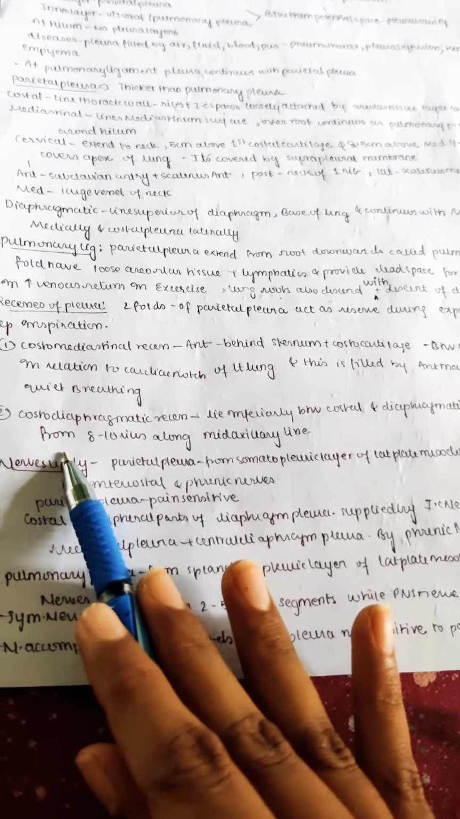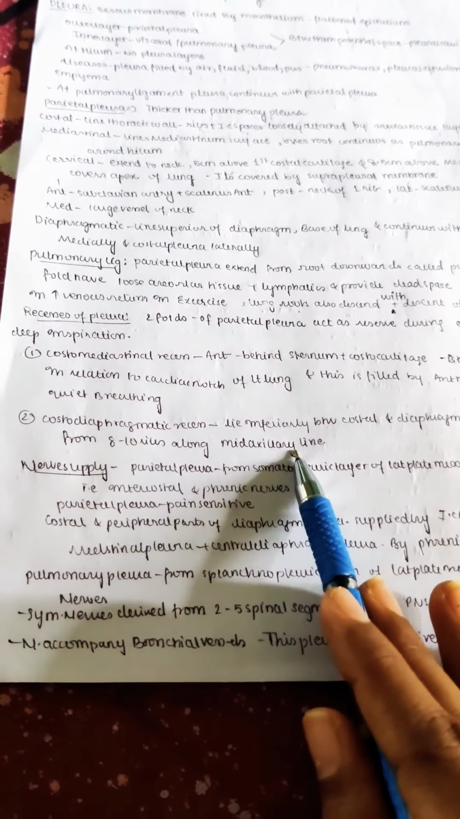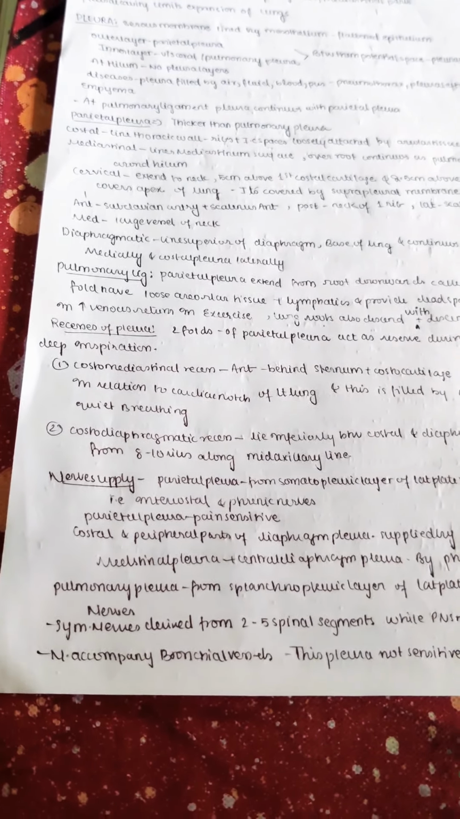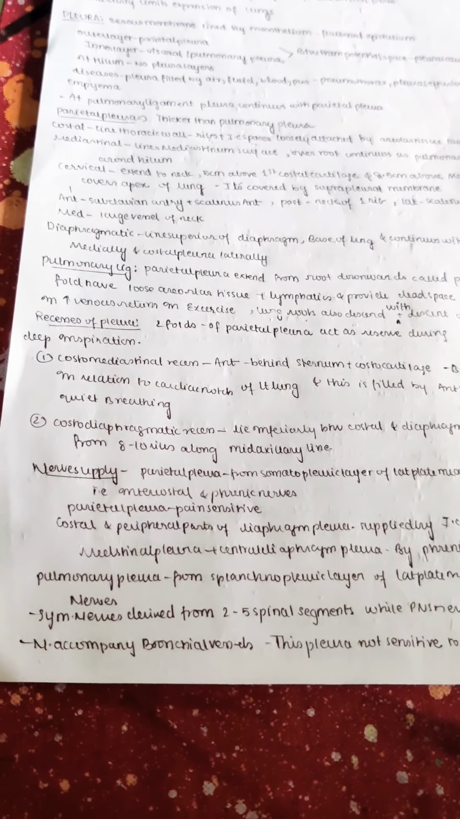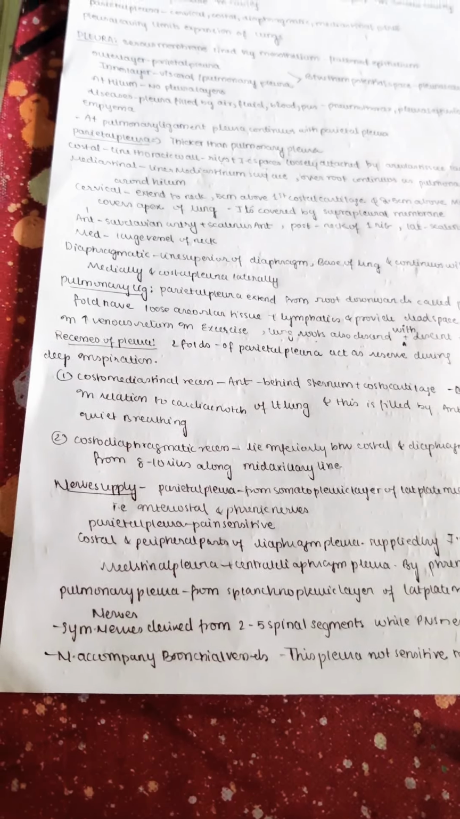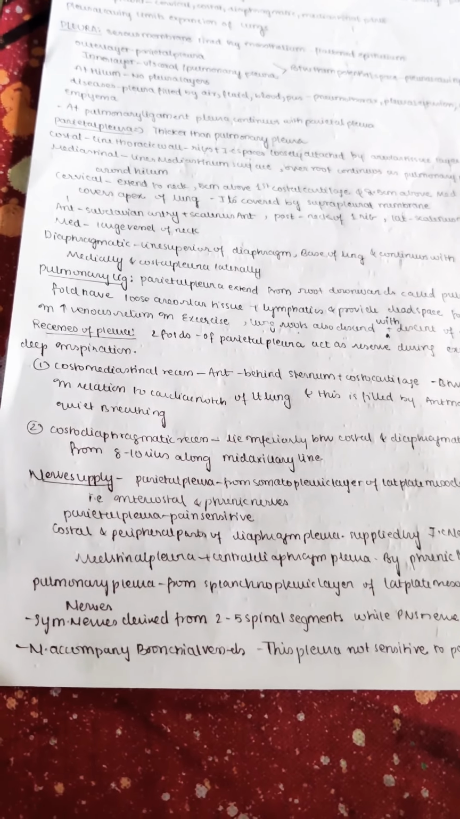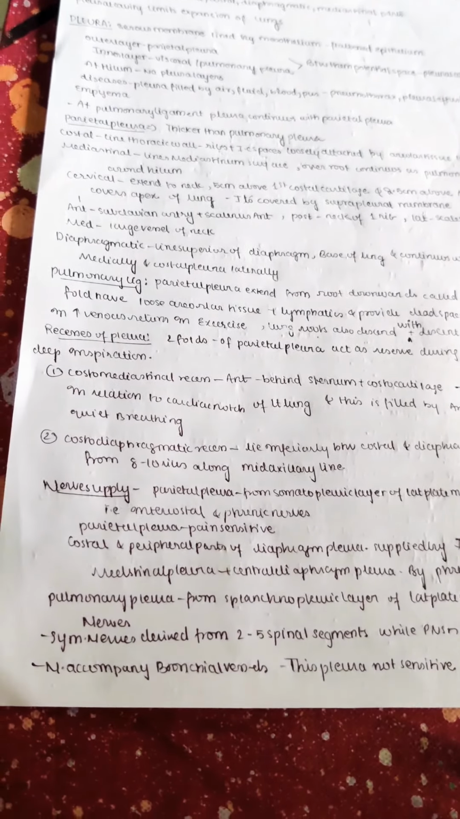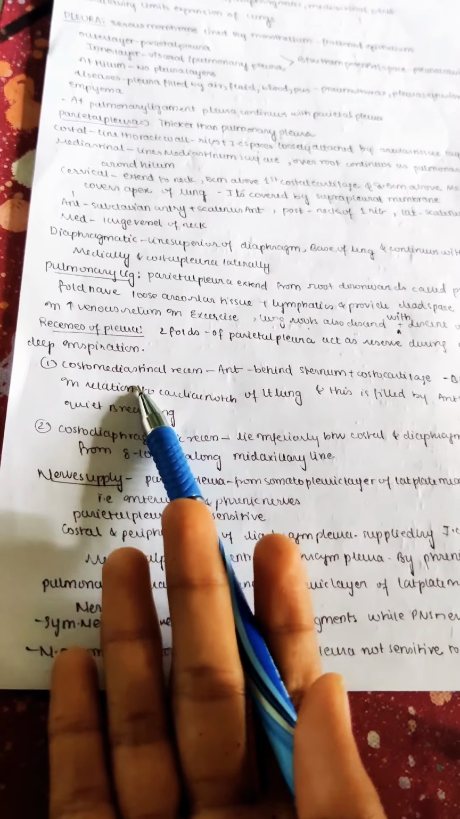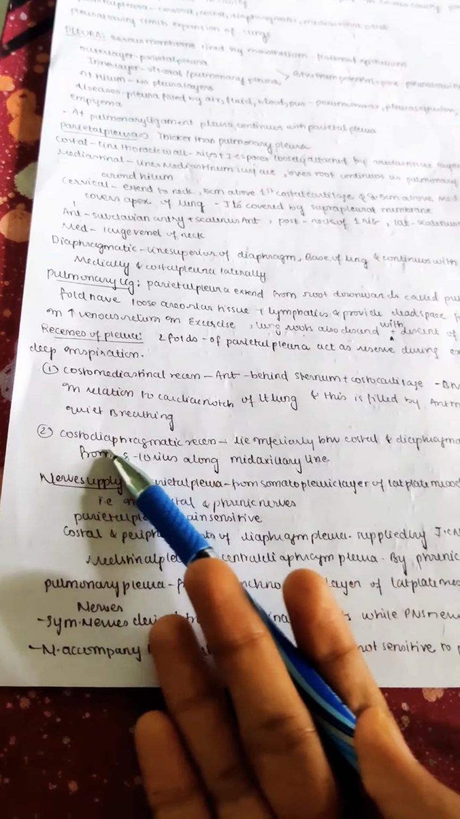Next you have the costo-diaphragmatic recess, which lies inferiorly between the costal and diaphragmatic pleura. It's 5 centimeters and it extends from the 8th to 10th ribs along the mid-axillary line, like the mid-axillary line in between the two axillae. So especially it's on the lower side, whereas the costo-mediastinal recess is on the upper side. Now let us check out the nerve supply of this pleura.